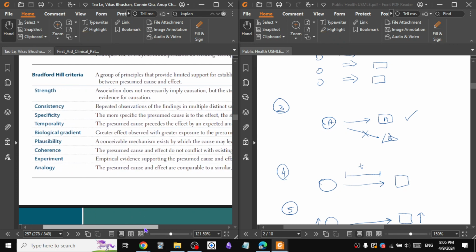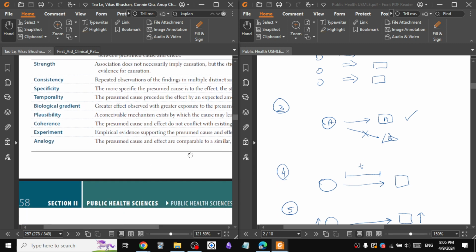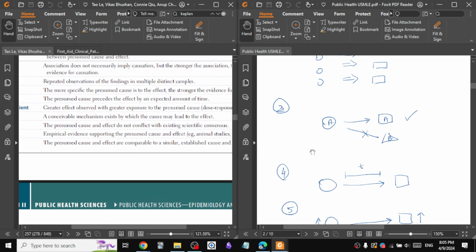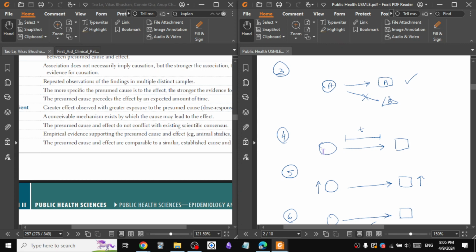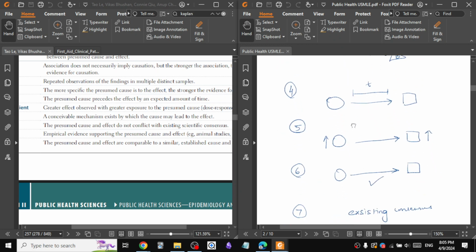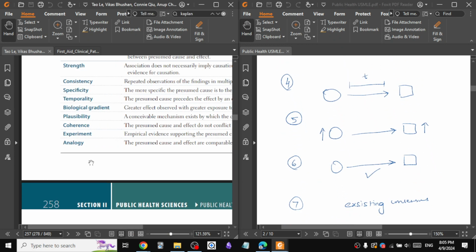Okay. Temporality. The presumed cause precedes the effect by an expected amount of time, and you see how I've represented it. You see how cause is leading to effect in a certain time period, named T. So that is the temporality.